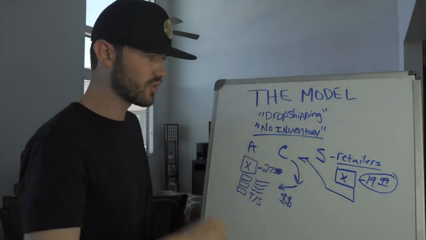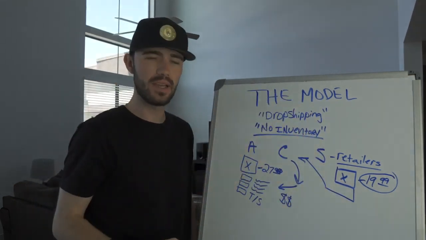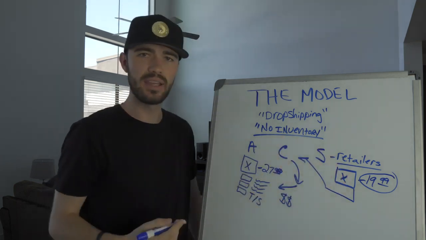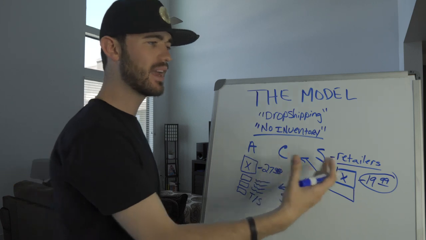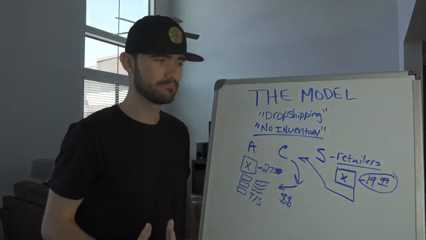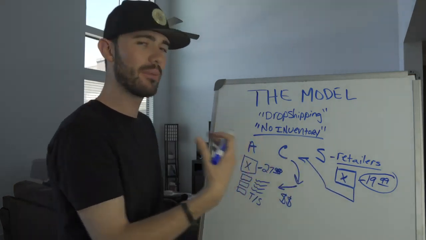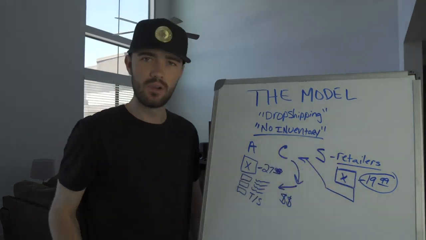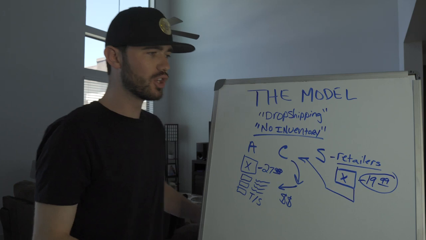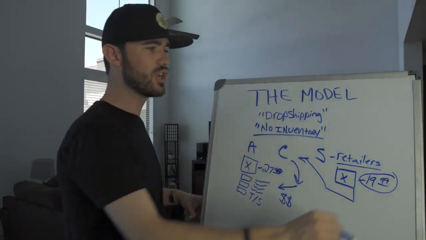Okay, this whole circle is called drop shipping, and this is how we are actually making the money in the model. We are having a customer that is buying an item from Amazon, and then our team is going and buying the item from the retailer. Good news about it is that we have no inventory.